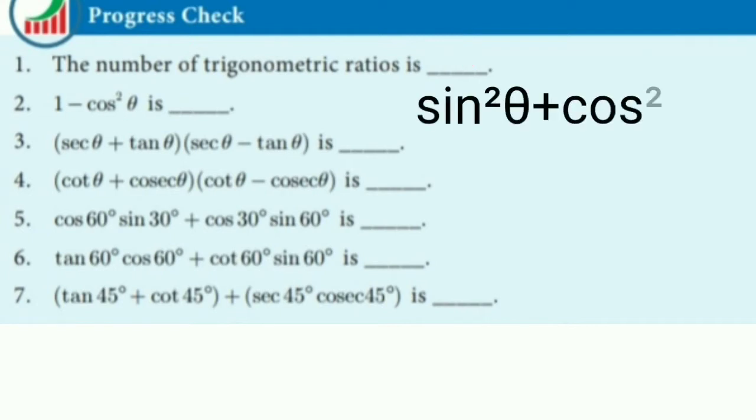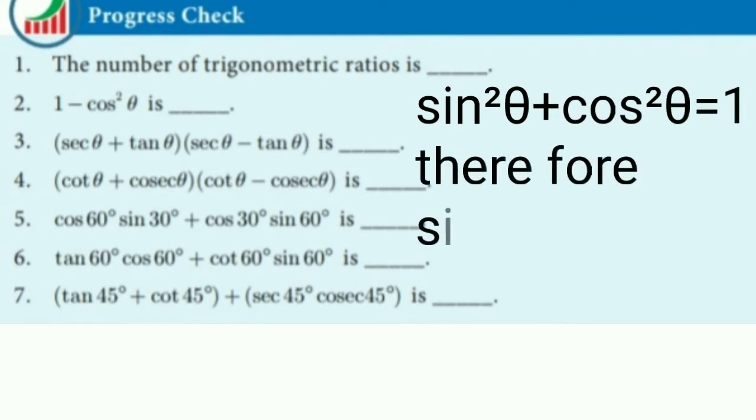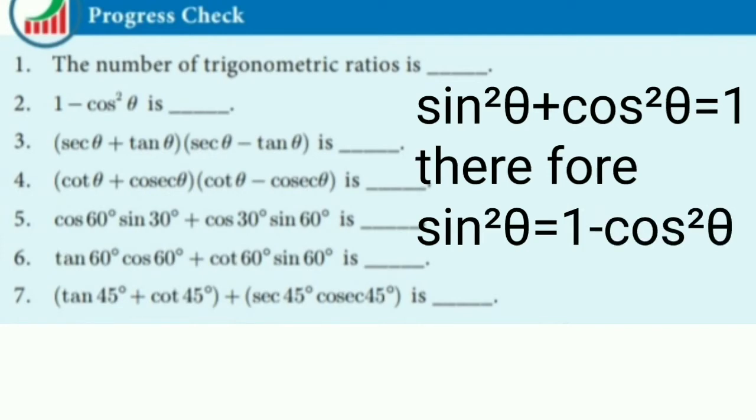Second one, 1 minus cos square theta. Sin square theta plus cos square theta is equal to 1. Therefore, sin square theta is equal to 1 minus cos square theta. So, second answer is sin square theta.